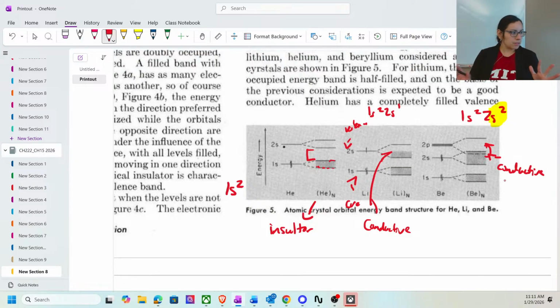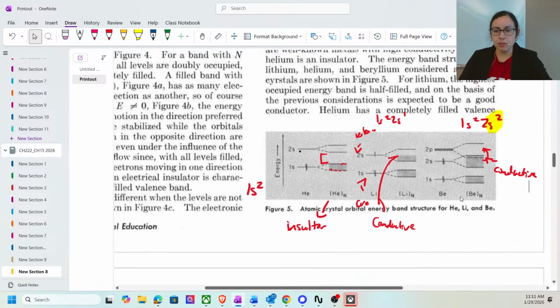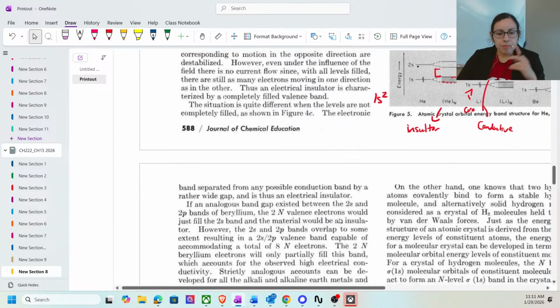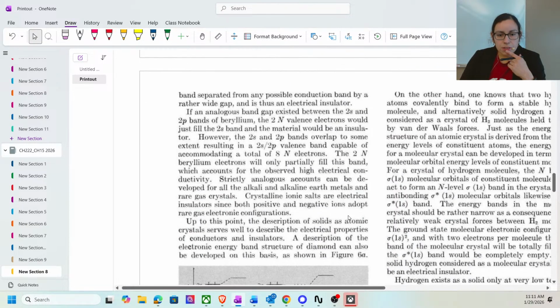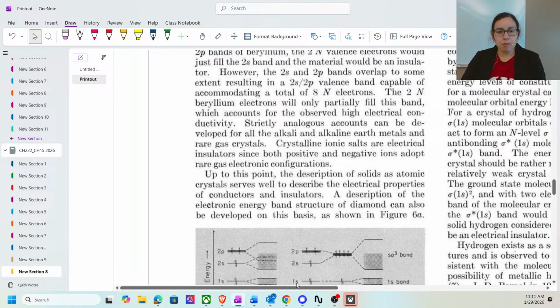So does that kind of make sense so far? Just kind of take it in for a second. Hopefully this makes sense. Again, you guys have been doing a pretty good job with MO theory. And so let's look at where things kind of break down. And so the paper kind of makes this point.